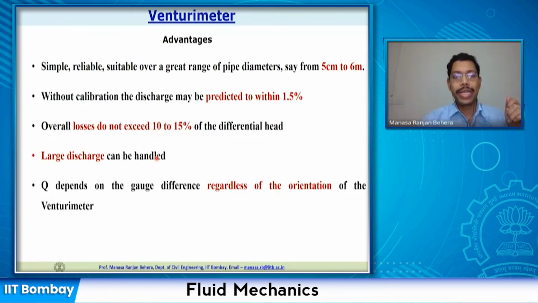All right. And regardless of the orientation of the venturimeter, whether you keep the venturimeter straight or horizontal, or you install it at an angle that is inclined, there may be a piping system which may be going with some inclination, and you install it, still it is dependent only on the pressure difference, the gauge difference that is measured. How is it? We will see in an example problem. Okay. So now let us look at an example problem.